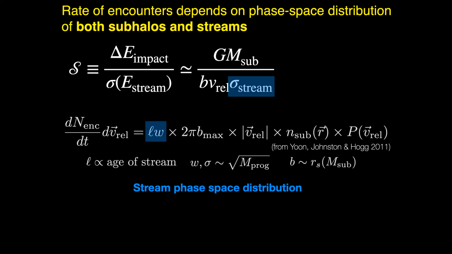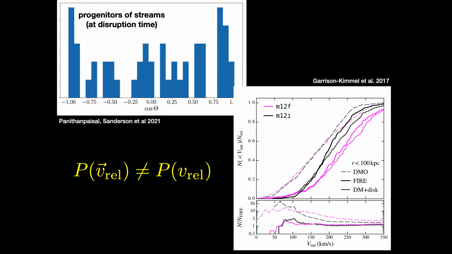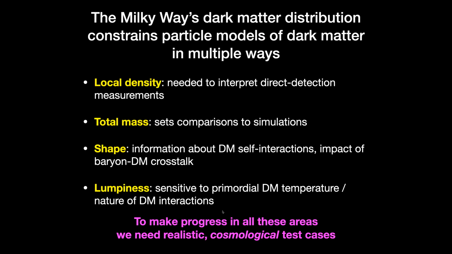I'll skip all this messy stuff. But I'll just wind up by saying that we are now able to start using our realistic test cases to quantify the expected rate of these interactions in different dark matter models. Thanks.